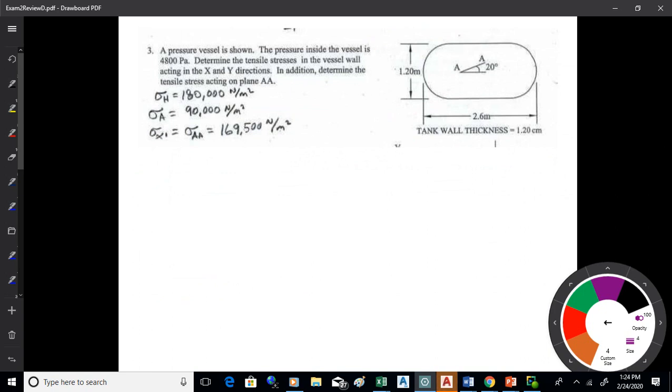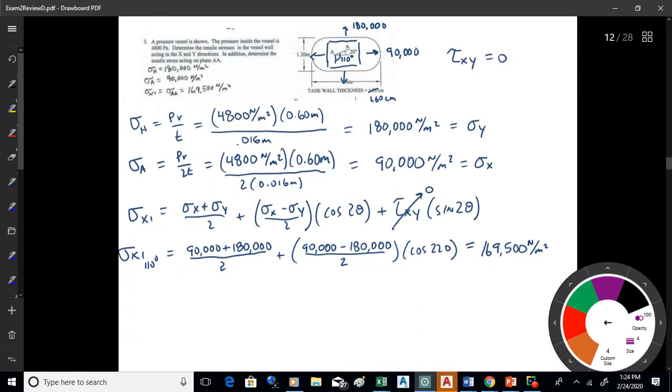All right, the next one there, we got a pressure vessel. We want to find the stress. Let's see, what do we want to do? We want to find the tensile stresses in the vessel wall in the X and Y directions. Find the tensile stress acting on plane AA. So what you want to do is do the hoop and the axial. Be sure you get them going in the proper directions. The hoop splits the tank the long way.